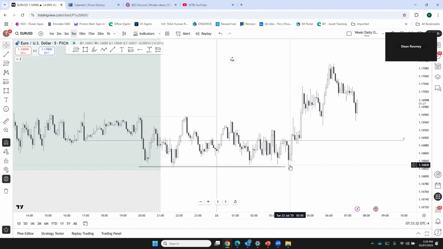So again, that's that V-shaped recovery that I've mentioned to you before. Once you see this and it's ran liquidity, then it's a trade. As soon as price comes back down into the top of this order block, that's a trade.